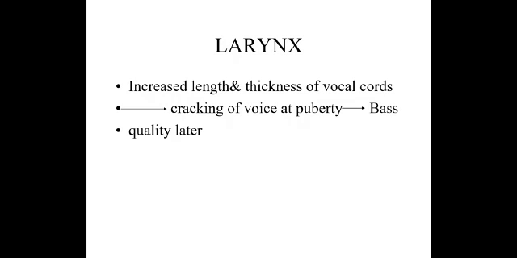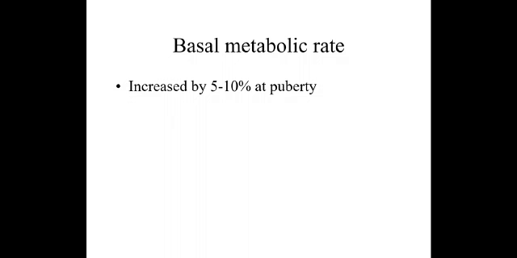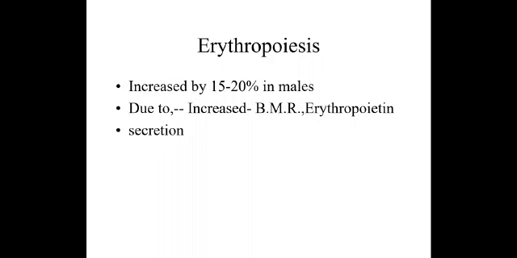There is deepening of voice, that is, the voice box is lengthened and the vocal cords are thickened, resulting in cracking of voice at puberty, which has a bass quality. In the kidney, it increases reabsorption of sodium, potassium, calcium, phosphate, and sulfate with a slight increase in the size of the kidney. On behavior, testosterone causes aggressive and active states and attraction to the opposite sex. It also increases the basal metabolic rate by 5 to 10% at puberty.